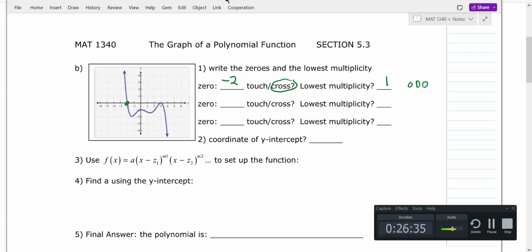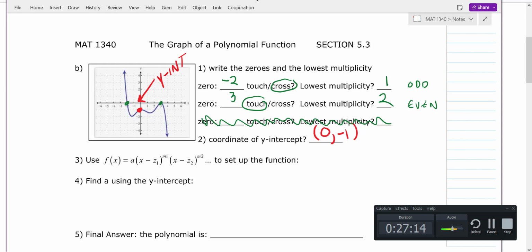Okay, the only other zero is here. The only other place that it hits the x-axis is at 3. That touches. So what's its lowest multiplicity? 2, because it's got to be an even number. Okay, and that's it. Those are the only zeros we have. So you don't really need that blank there. So we've only got 2 zeros in this problem. Okay, all right. Your y-intercept is right here. So it crosses the y-axis there. So that point is (0, -1). So identify that y-intercept as (0, -1).